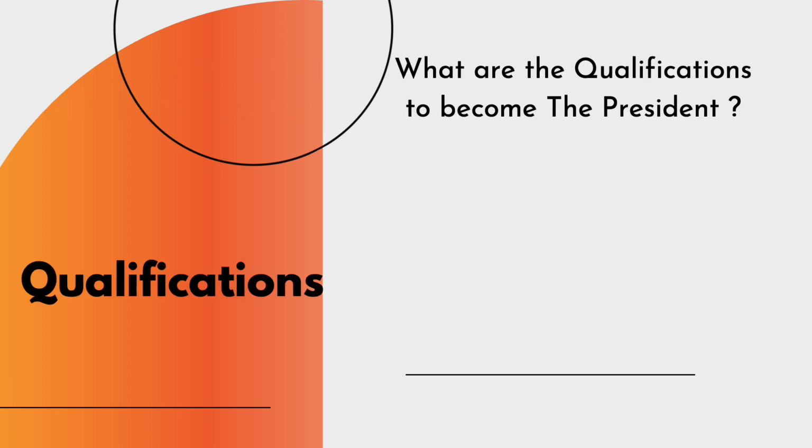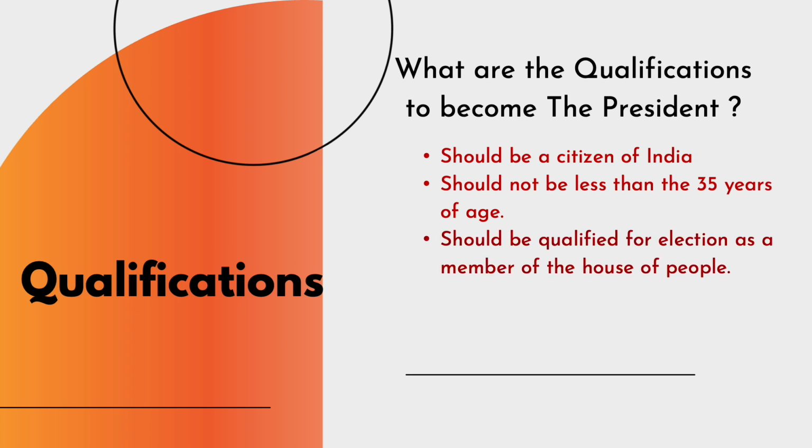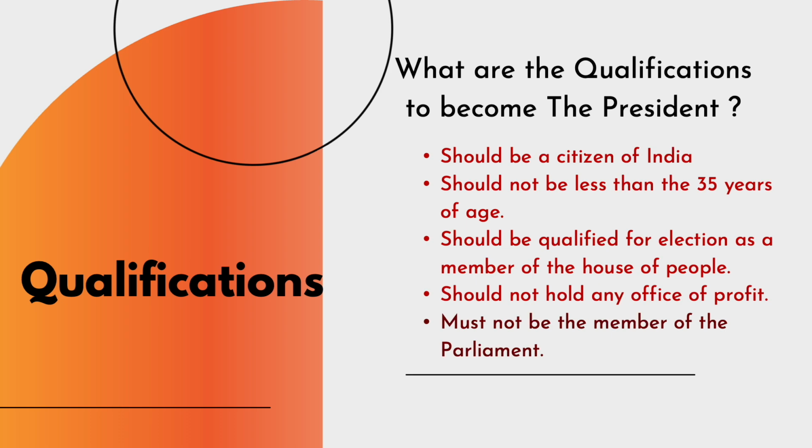These were all the powers that the President holds. Moving forward, now we understand the qualifications to become the President of India. The President must be a citizen of India. He or she should not be less than the age of 35 years. He or she should be qualified for election as a member of the House of the People and should not be a member of the Parliament.